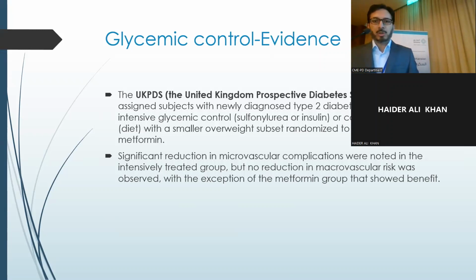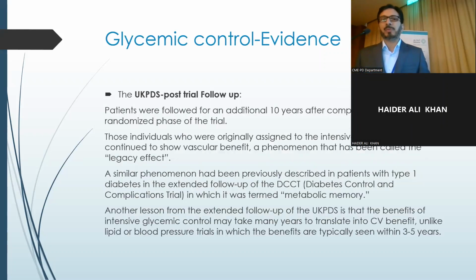This is the UKPDS study, a very famous study. We all know it, done on type 2 diabetes, which looked at intensive glucose control versus conventional control. What they found was a significant reduction in the microvascular complications, as already expressed by Dr. Osama. But no reduction in macrovascular complications was seen, with the exception of the metformin group that showed a little benefit. This was a small group who were taking metformin.